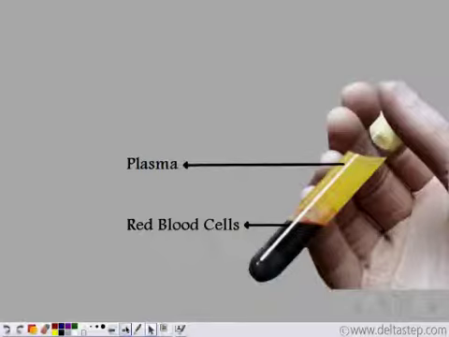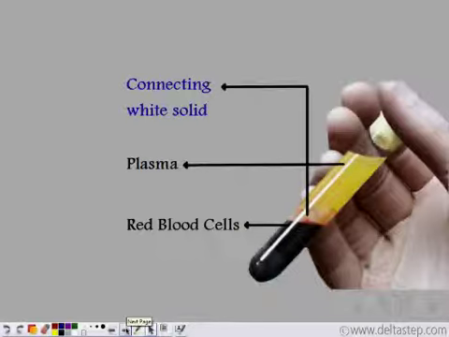And the function of red blood cells is to transport oxygen in the body. So, what provides protection to our body? Well, notice that between the layer of plasma and this layer of red blood cells is a connecting white solid. See, this layer is made up of a white solid. So, what is this white solid layer made up of?